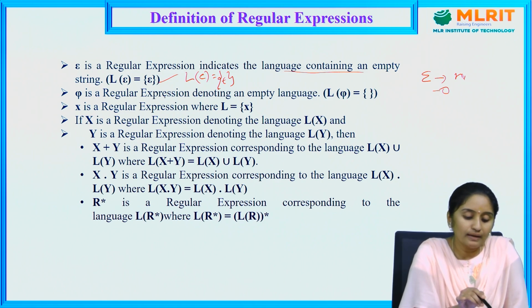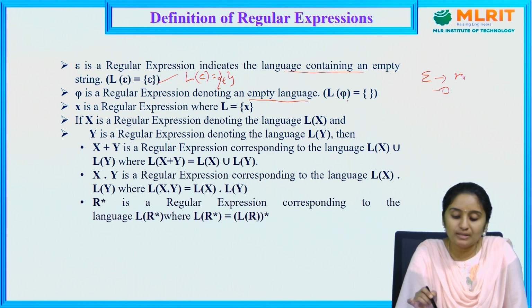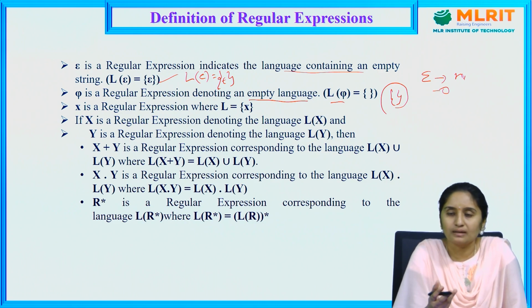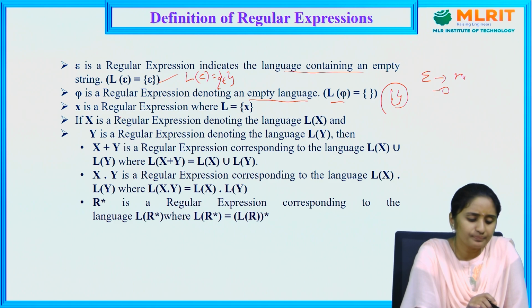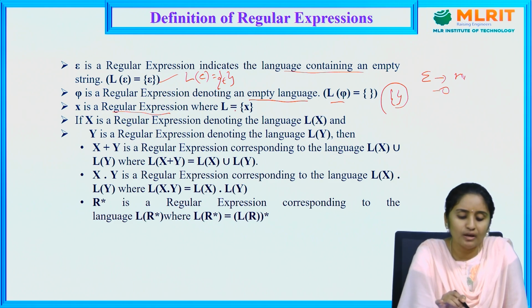Phi is a regular expression denoting an empty language, nothing but the empty set. So phi is the empty language. There is no zero length string, nothing is there. It's empty. X is a regular expression. In the form of language, it can be represented as L equal to the set containing X.